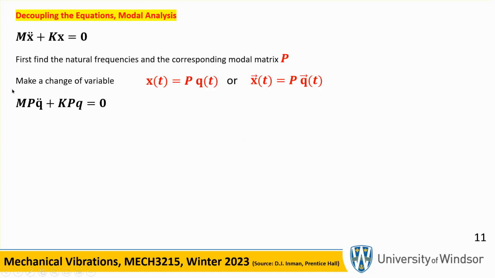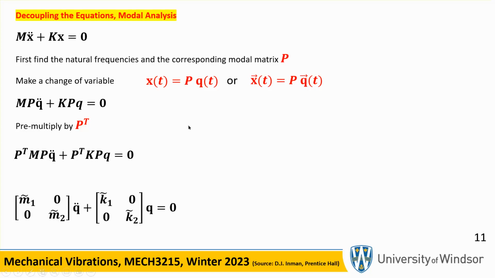I'm going to multiply on the left by P transpose. You're going to get this. About 5 minutes ago, I told you that this is a diagonal matrix that we called M tilde. And this is a diagonal matrix that we call K tilde. Modal mass matrix, modal stiffness matrix. And I wrote it like this, or I said M tilde q double dot plus K tilde q equal to 0, which is essentially the same. But the point is that these are diagonal.